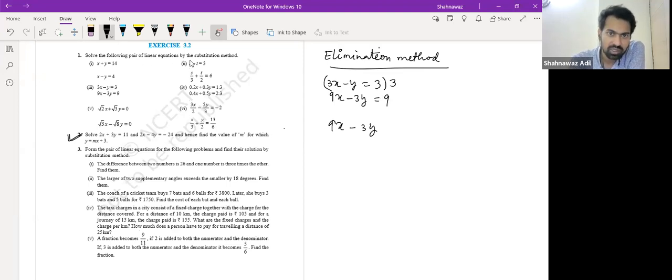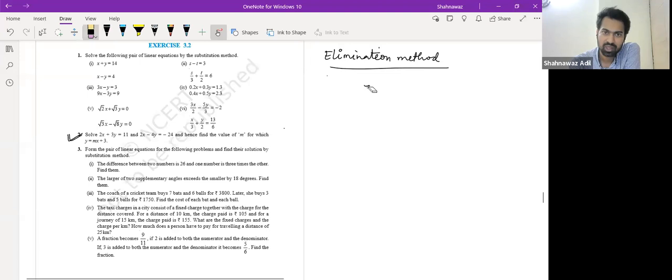Solve the following pair of linear equations by substitution method. Okay, so I chose the wrong question to explain this, because you can see what kind of solution we will get from these equations: 3x minus y minus 3 equals 0 and 9x minus 3y minus 9 equals 0.